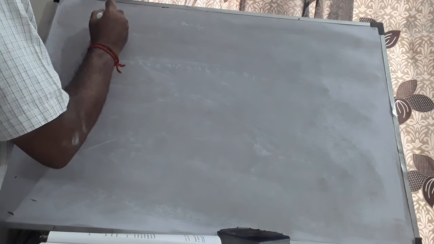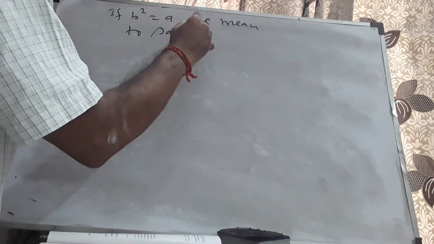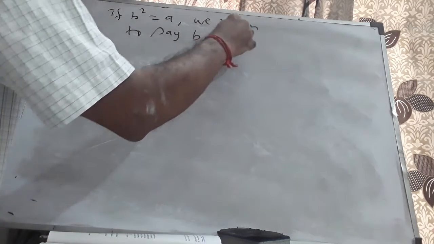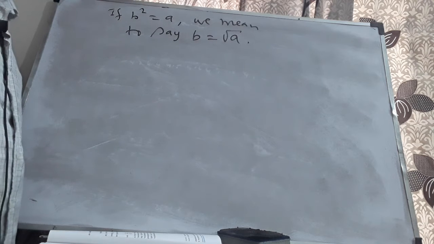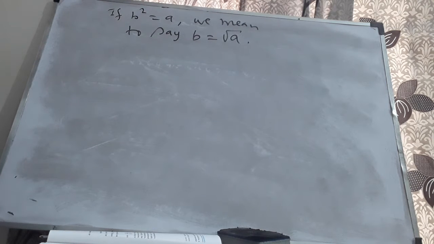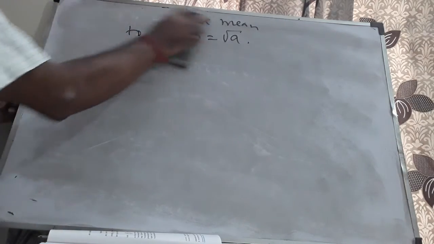Now, you know very well, for any natural number, if b square is equal to a, we mean to say b is equal to root a. If I am able to identify a value b such that b square equals a, then b is known as root of a. Here a is positive and b is positive. That is applicable even for real numbers.